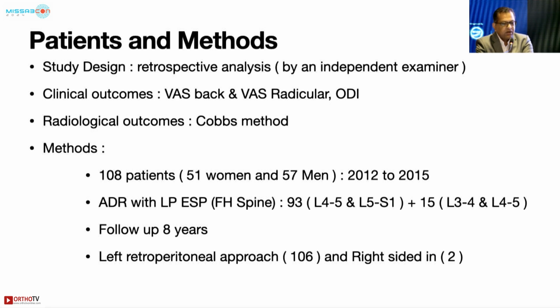The radiological outcomes were measured by using the COBS method. There were 108 patients, 51 women, 57 men between 2012 to 2015. All received ADR with LP ESP. LP ESP, initially they started off from FS spine, now it's with spine base. And we have a follow-up of at least 8 years.